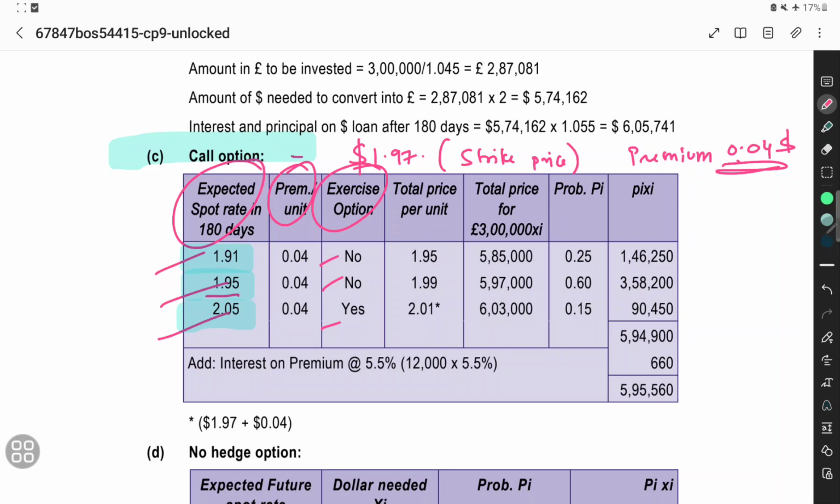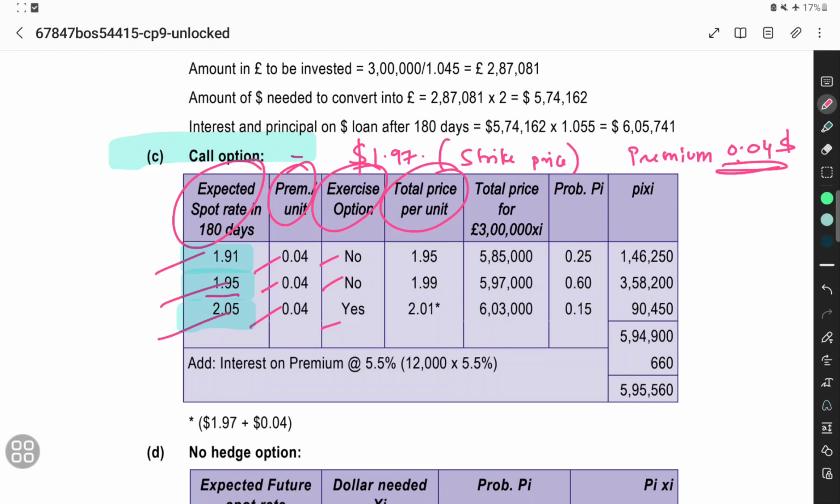So if you notice, in all three cases, whether no or yes, the premium is there, correct? This is also understood. Column 1, 2 and 3 is understood. Now the fourth column, total price per unit. Okay, and this is all happening per unit, then we'll multiply with 3 lakh for all the individual cases, because that's our quantum. Okay, so total price per unit.